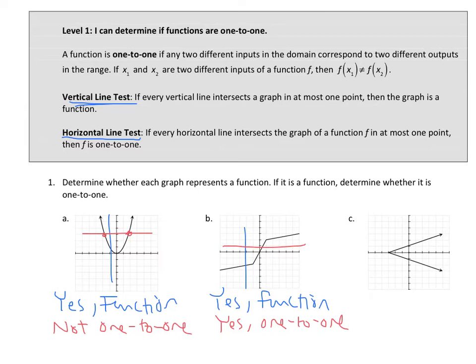And the third example doesn't pass the vertical line test, so it's not a function, and we don't even bother thinking about if it's one-to-one because it's not a function to begin with.